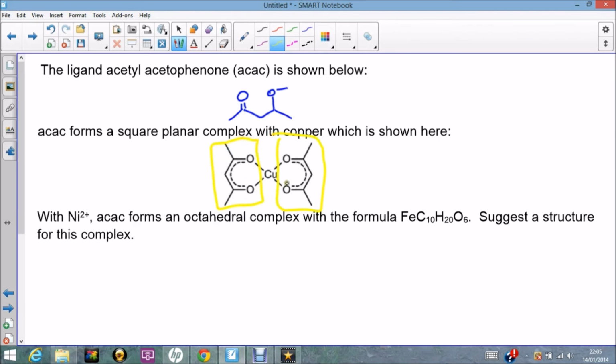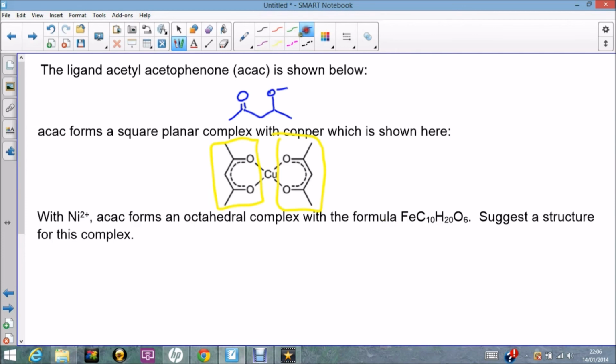Now an interesting thing happens with this ligand. We get some altered form of bonding here. But again, all we need to do is copy the picture. So, with nickel 2+, this ligand forms an octahedral complex with the formula shown here. So this is an empirical formula, suggest a structure for this complex.